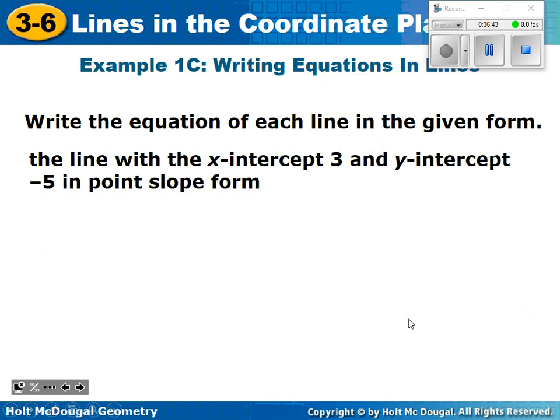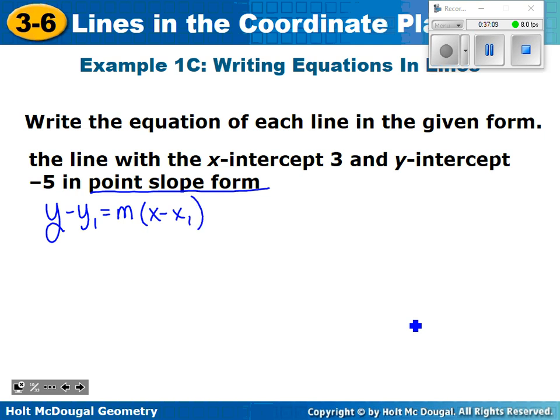Okay. Here's another one. Write the equation of each line in the given form. The line with the x-intercept of 3 and a y-intercept of negative 5. What form? Slope 1. So y equals... Move careful. What form? Y minus y1. Point slope. So y minus y1 equals m times x minus x1.